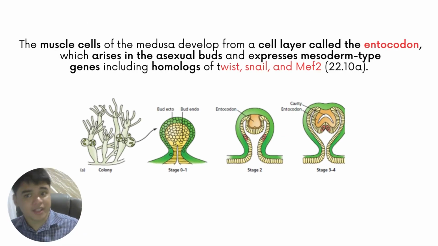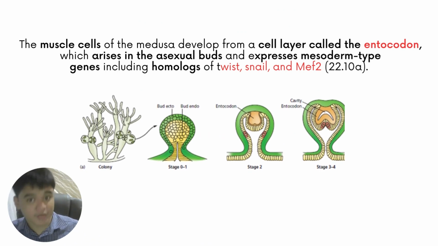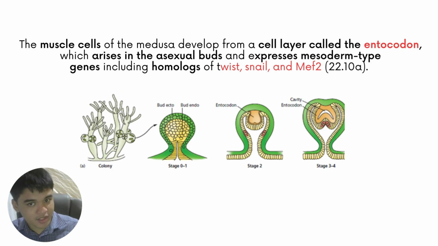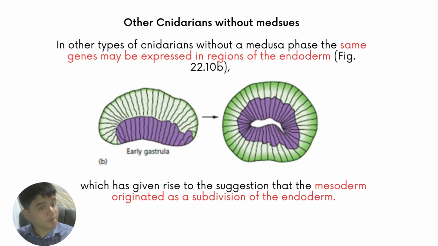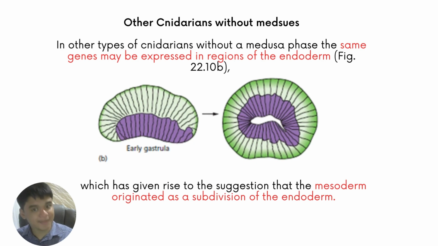The mother cells of the medusae develop from a cell layer called the entocodon, which arises in the asexual buds and expresses mesoderm-type genes, including homologs of twist, snail, and MEF2. Yes, if you look at the picture at the bottom, there's a colony that releases a bud that creates a mesoderm-like formation. As you can see in stage 2 and stages 3 to 4, there's a mesoderm-like system covering it. And there are also cnidarians without medusae, but they still have the same genes that express and reach the endoderm, which gives rise to the suggestion that the mesoderm originates as a subdivision of the endoderm, because it's still there even if such a thing should not have existed.